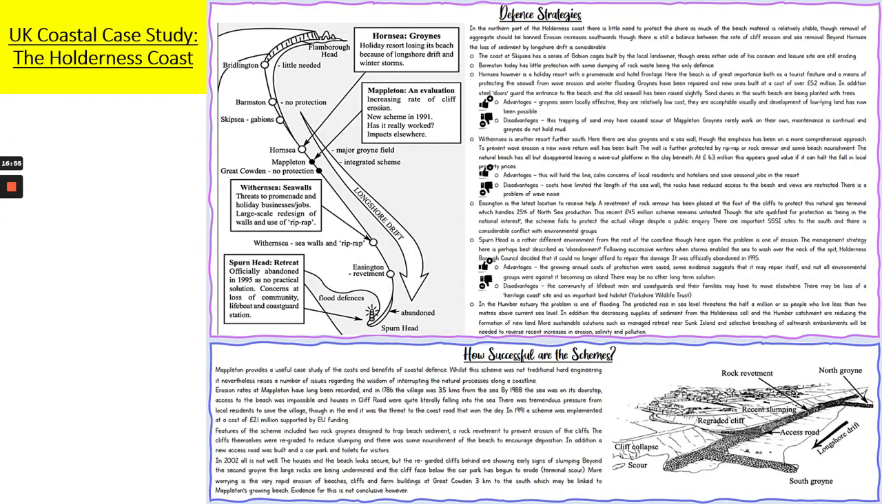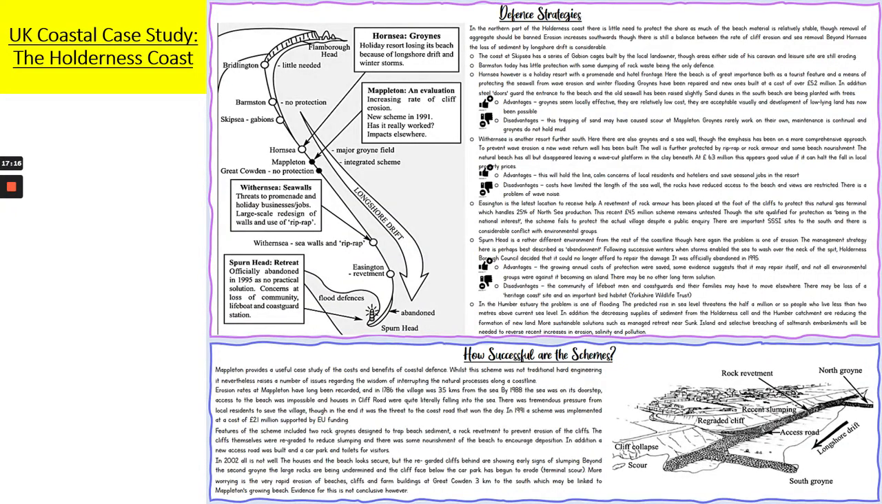And we're going to move on to the final thing about the Holderness Coast that's really important, and that is the defence strategies we see along the Holderness Coast. Now there's a great infographic there on the left hand side for you showing you Hornsea, Mappleton, Withernsea and Spurn Head and the differing schemes that have been put in place.